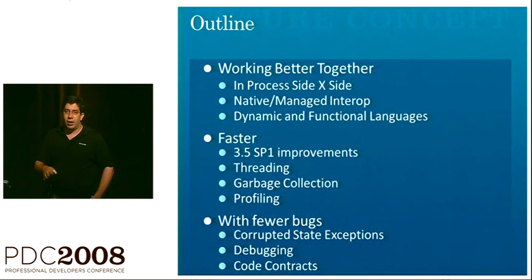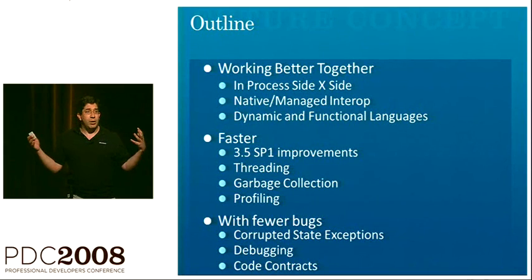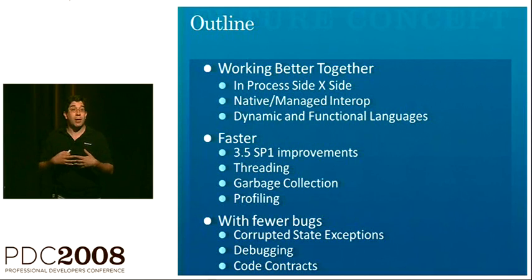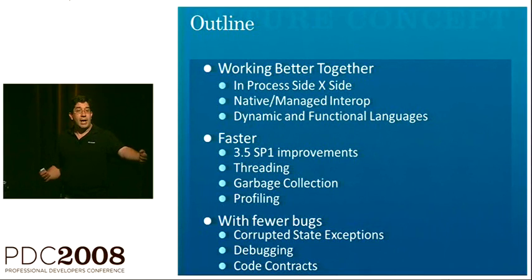So I'm going to put this in 3 different sections. The first section, working better together. How we work better together in all sorts of different ways. I'm going to talk about in-process side-by-side where we work better with ourselves, believe it or not. Managed native interop. I think that was someone's pet peeve. I'll talk about a bunch of stuff we're doing there. And then I'll talk about dynamic and functional languages, both how the CLR works with them and how the improvements we're making help make sure that the languages can work with each other, the dynamic languages and the static ones, etc.